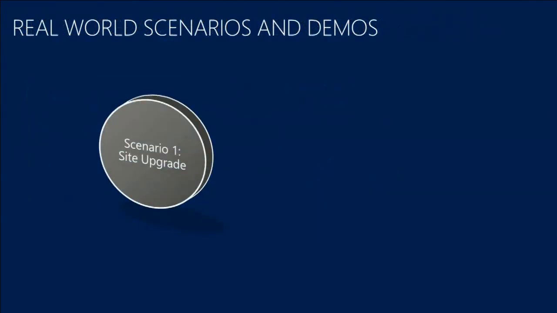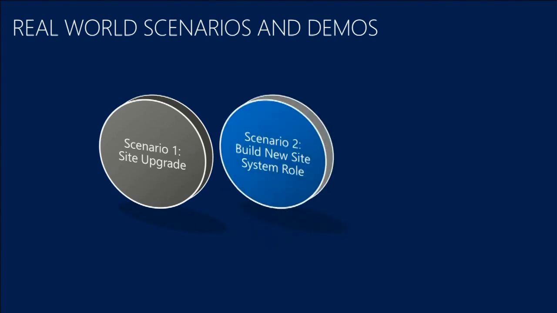So we are going to show a couple of demos. The one important demo that we have is the site upgrade, which is going to take like 30 minutes. We are going to do the upgrade right here. So by the time we leave the session, the site will get upgraded from RTM to SP1. And the second scenario is to add a site system role, for example, a distribution point. We're going to add a distribution point and a distribution point group into the site.